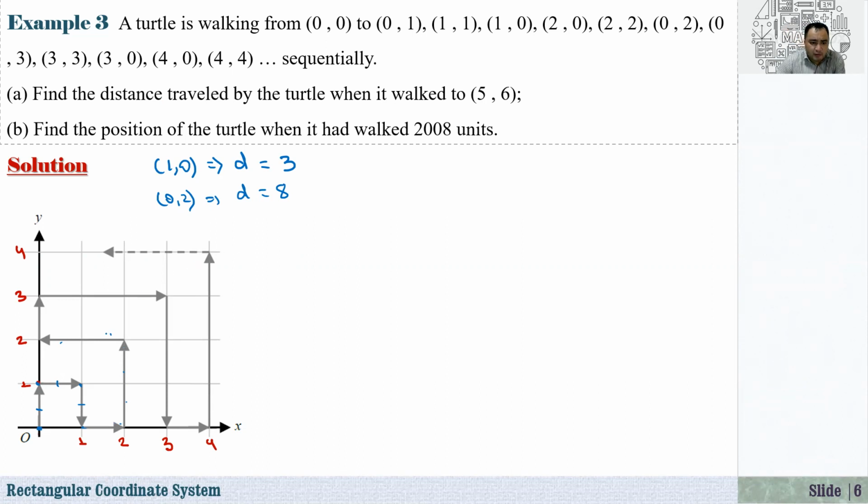In this way, for example, how about if it is again going up and coming back? And if it is at (3, 0), for example, here we have 8, 9, 9 plus 3, plus 3, that's equal to 15. So the distance traveled by the turtle is 15. So actually, when the numbers on the y-axis are even, right? Let's say this one is not even.